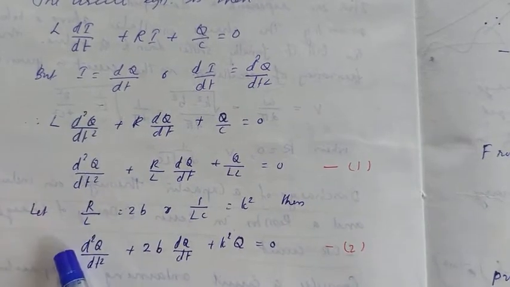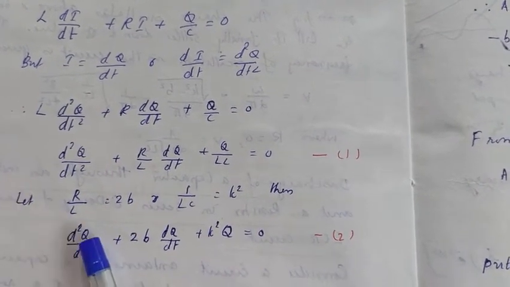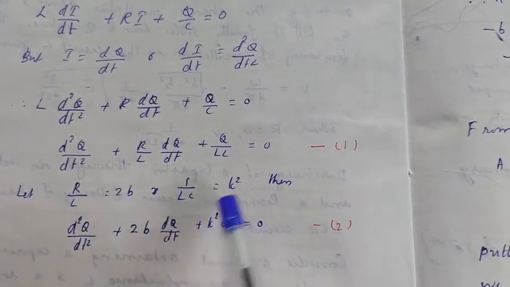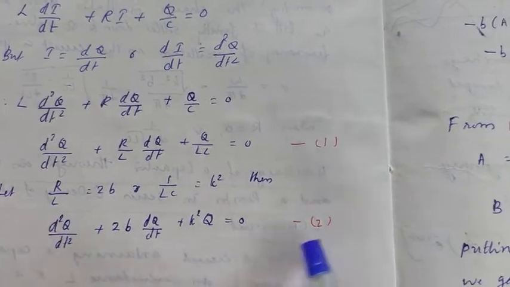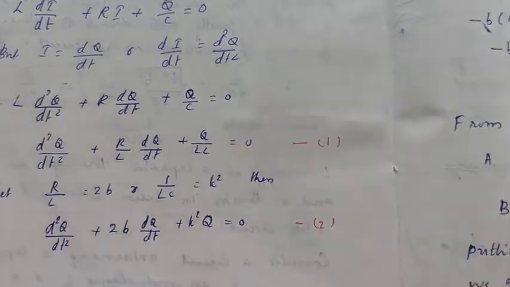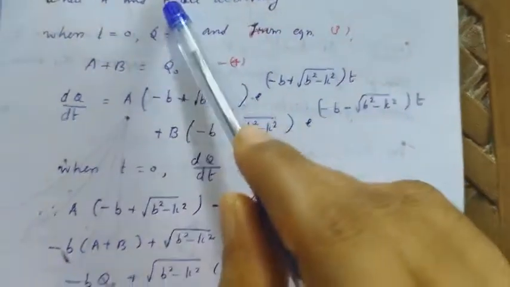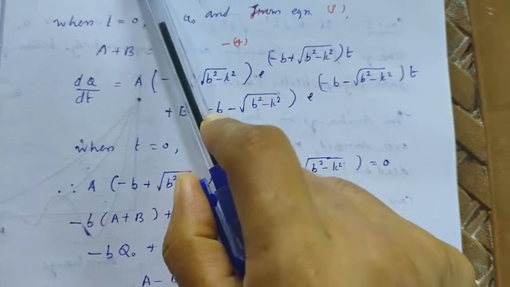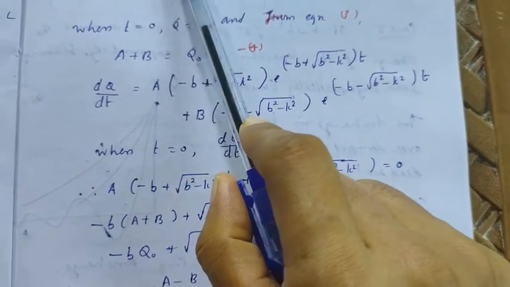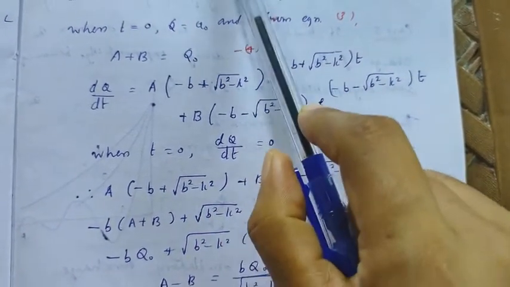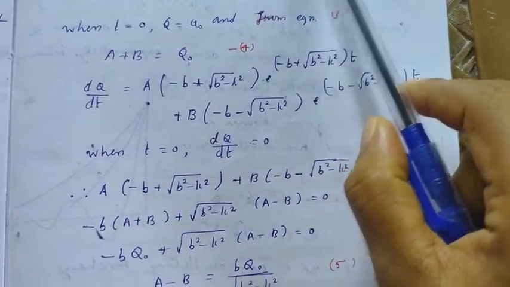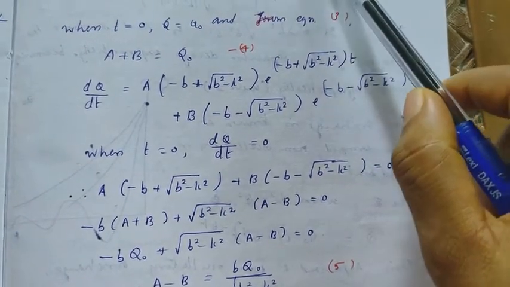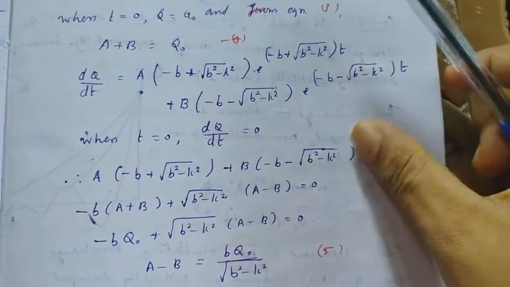These steps are all the same as what we did in the case of growth of charge. And we put R by L as 2b and 1 by LC as k square, so that this equation will become like this. This is named 2, this is 1. And now the general solution of this second order differential equation is q is equal to a e raised to minus b plus square root of b square minus k square into t, plus b e to the power minus b minus square root of b square minus k square into t.